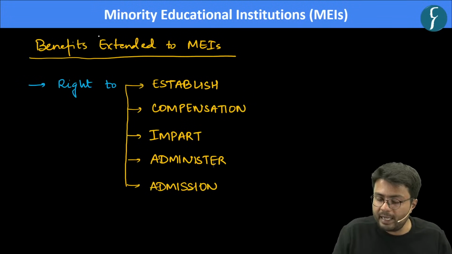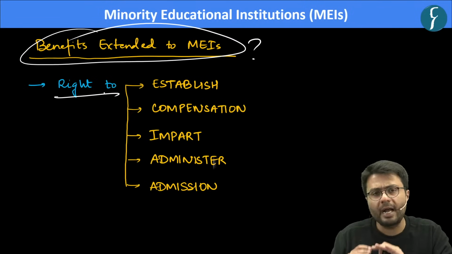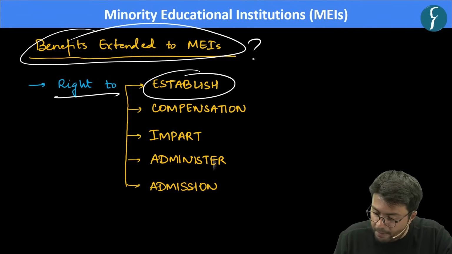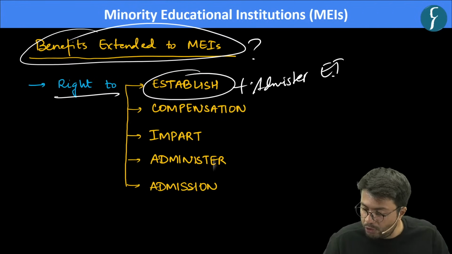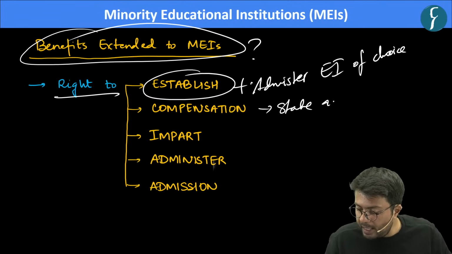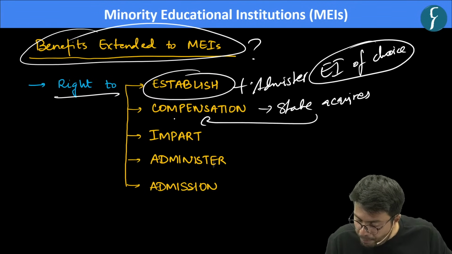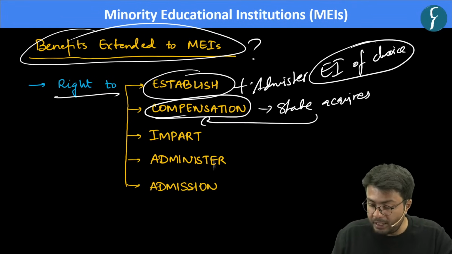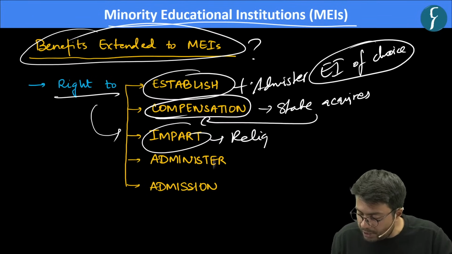Further, what are the benefits that are extended to these minority educational institutions? These institutions have a few rights. The first is that these minorities have a right to establish as well as administer any educational institution of their own choice. Further, when a state acquires any property of these educational institutions, then the state is liable to pay compensation as far as acquiring the property is concerned. Further, these minority educational institutions also have a right to impart religious education in them.